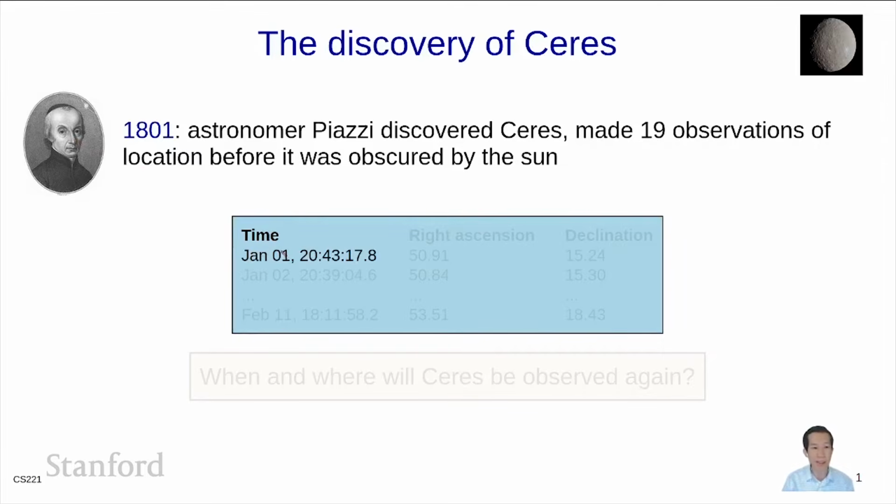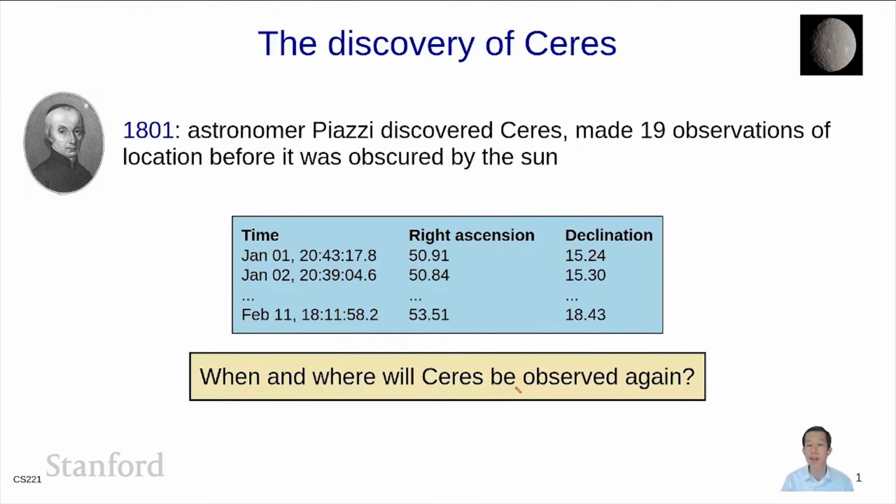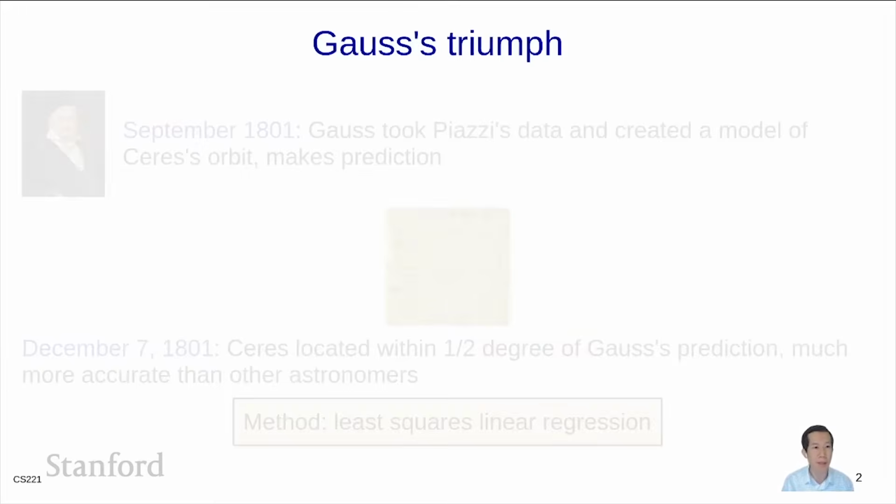The data he collected looked like this. At a particular time, two numbers which represent the location of Ceres in the night sky. So now the big question at the time was when and where was Ceres going to be observed again to re-emerge from behind the sun? All the top astronomers at the time went and tried to analyze this data and figure out the answer.